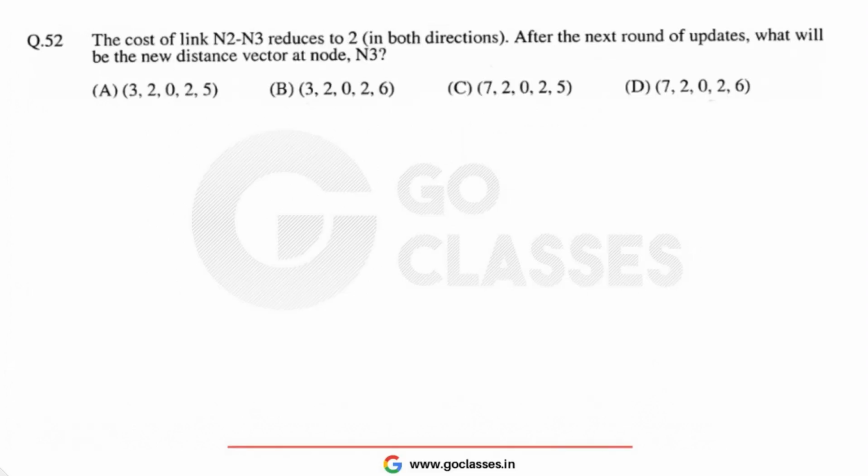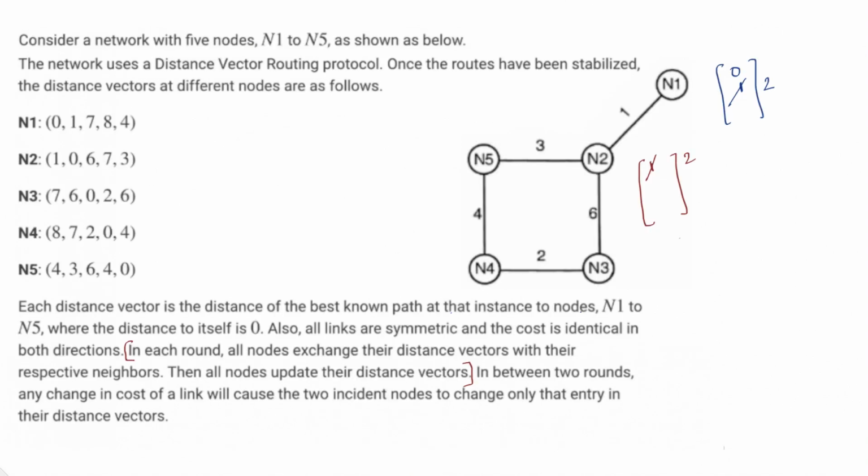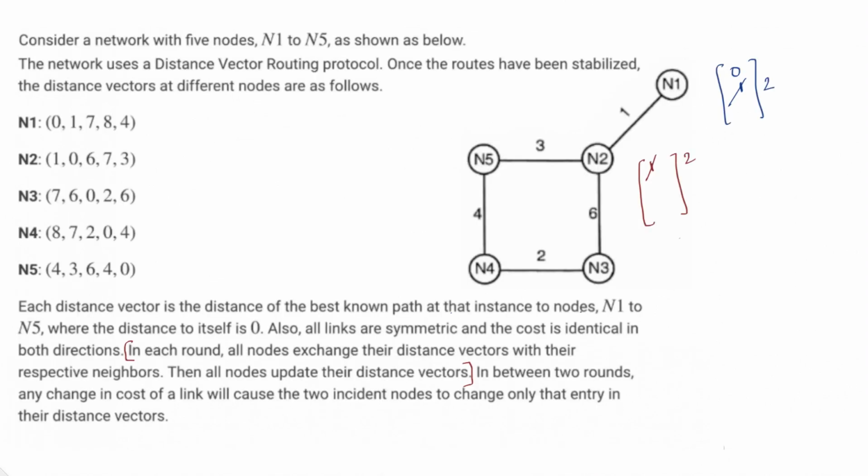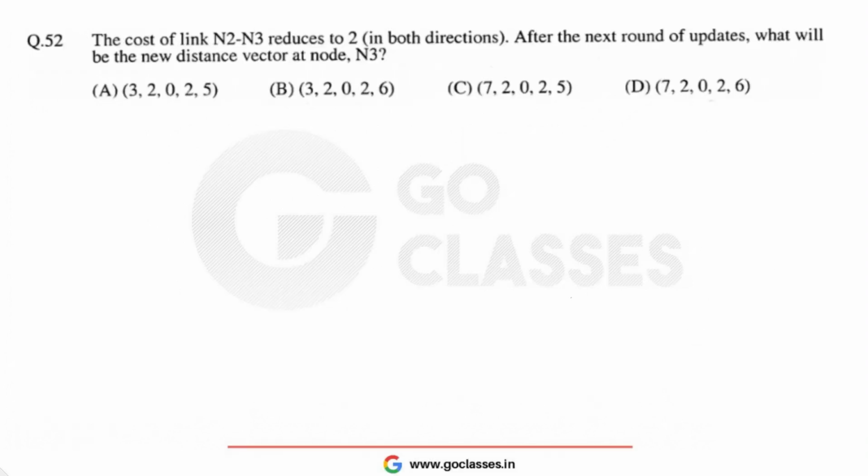Now let's solve this question. The cost of link n2 to n3 reduces to 2 in both the directions. So this is our network, and the cost of link n2 to n3 has gone to 2, right? After the next round of updates, and after that there will be a next round of updates, right? So once you update this to 2, then there will be next round of updates.